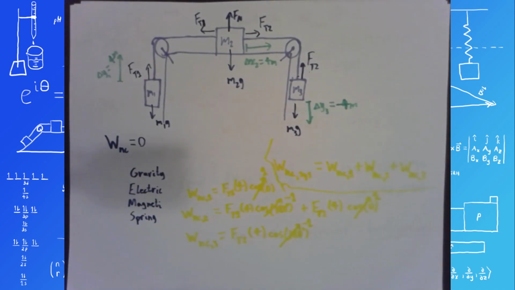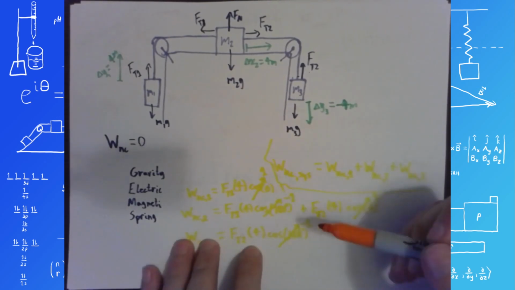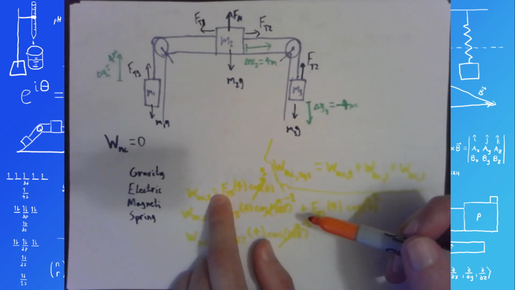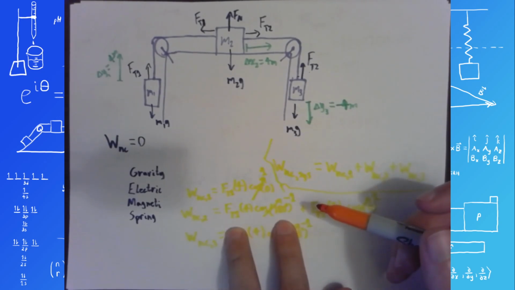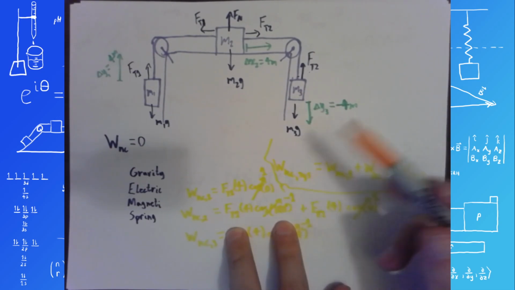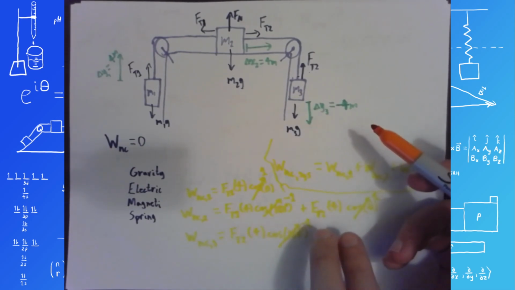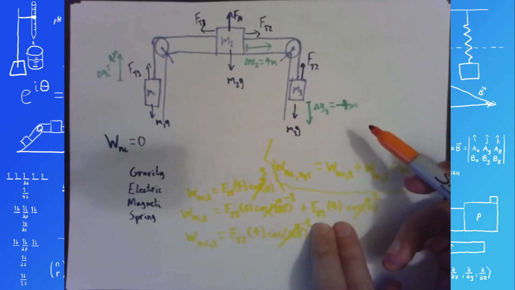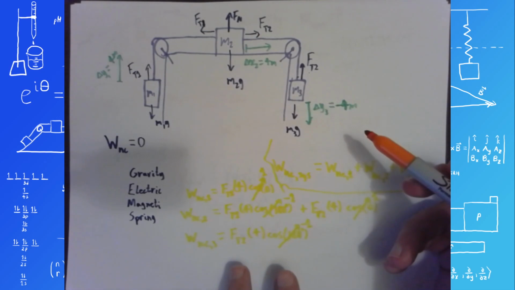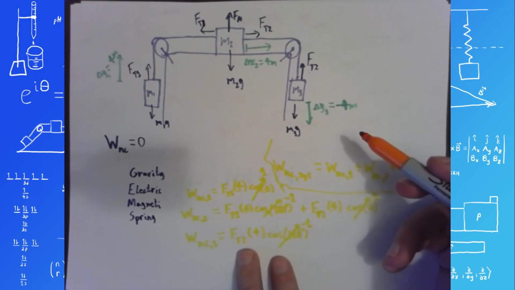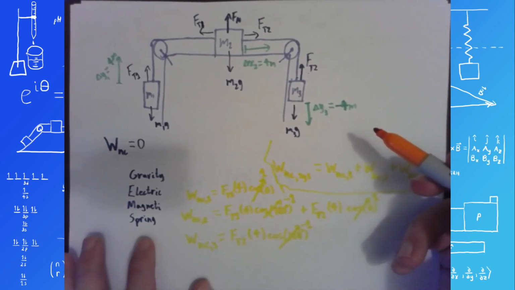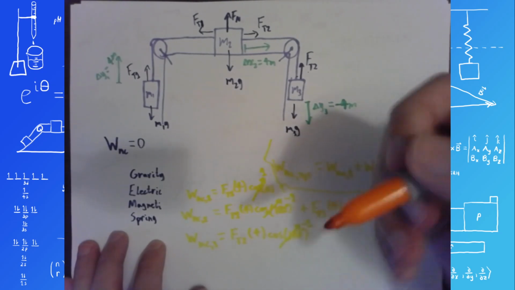And now we have it. Now we can add our non-conservative works, and let's see what we get. We get 4 force of tension 1 plus negative 4 force of tension 1. So those cancel out. And then we've got 4 force of tension 2 plus negative 4 force of tension 2. So the work done by the tension forces cancels out when you treat the 3 blocks as a system.